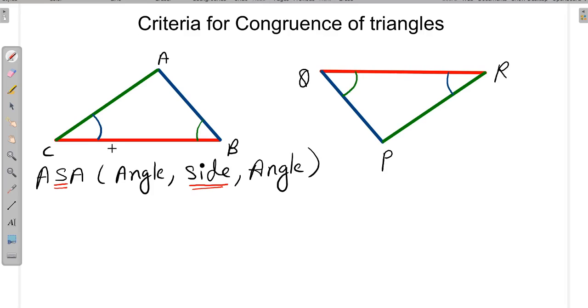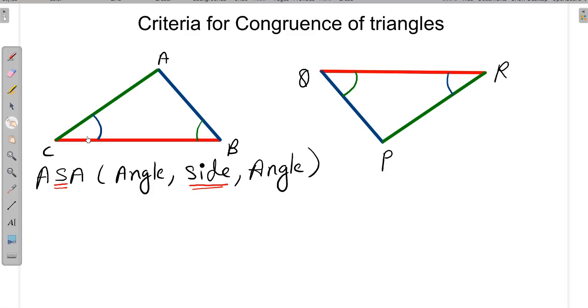So the side should be taken which includes both the angles. So BC is the side, BC is that side which includes both the angles, angle C as well as angle B. Similarly, QR is that side which is corresponding to BC, which includes both the angle Q as well as R.